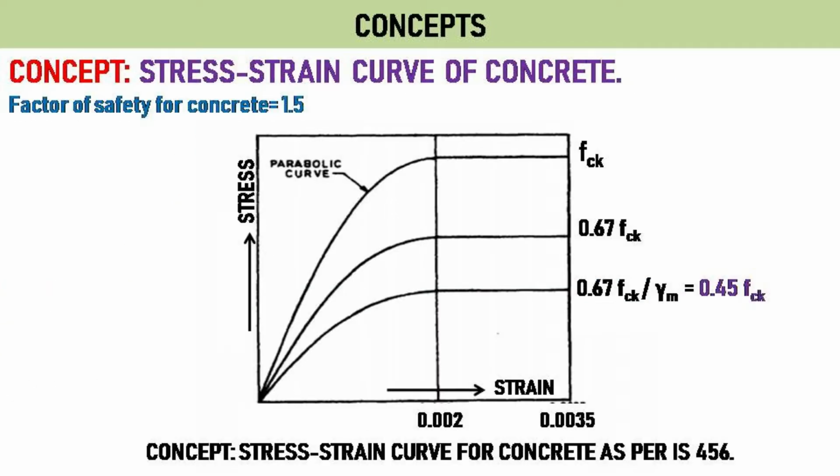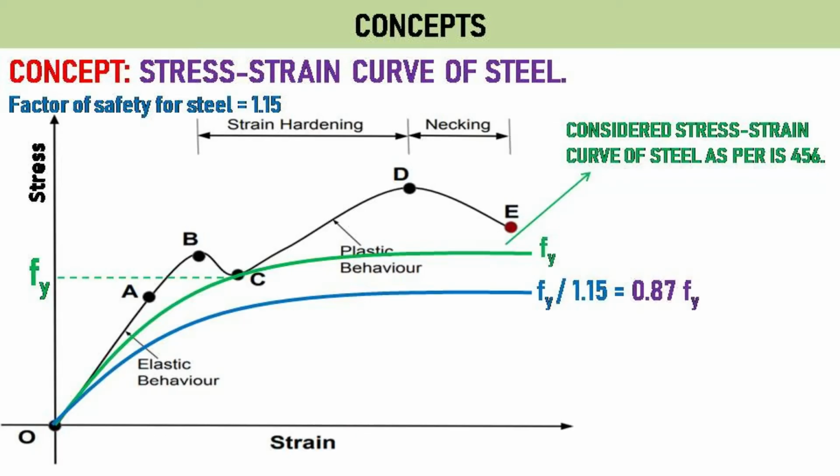Slide 7. Stress-strain curve of concrete. This graph shows stress-strain curve for concrete. The factor of safety of concrete is taken as 1.5, as per IS 456. Only 67% of the characteristic strength of concrete is considered in design. Because the dimensions of the structural members and test sample are not analogous. On this we will apply our factor of safety. That is 0.67 fck divided by 1.5, which gives 0.45 fck. Slide 8.